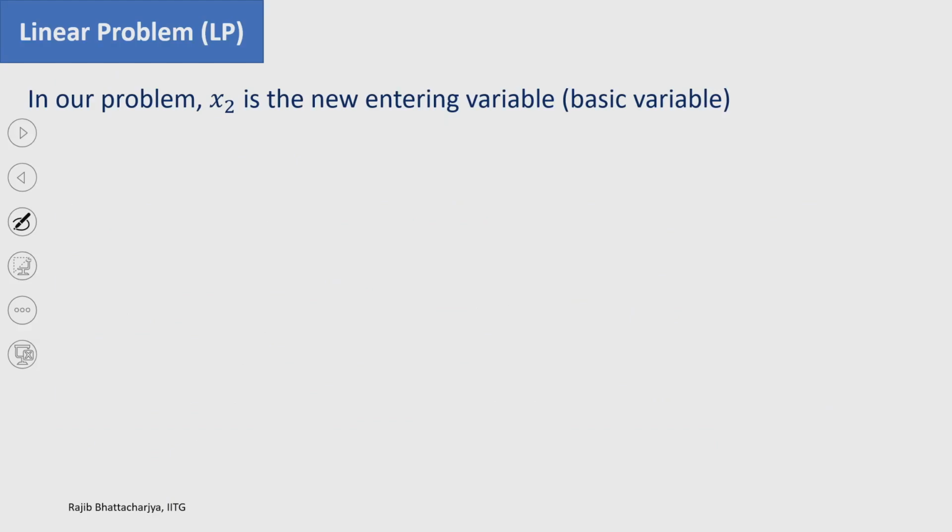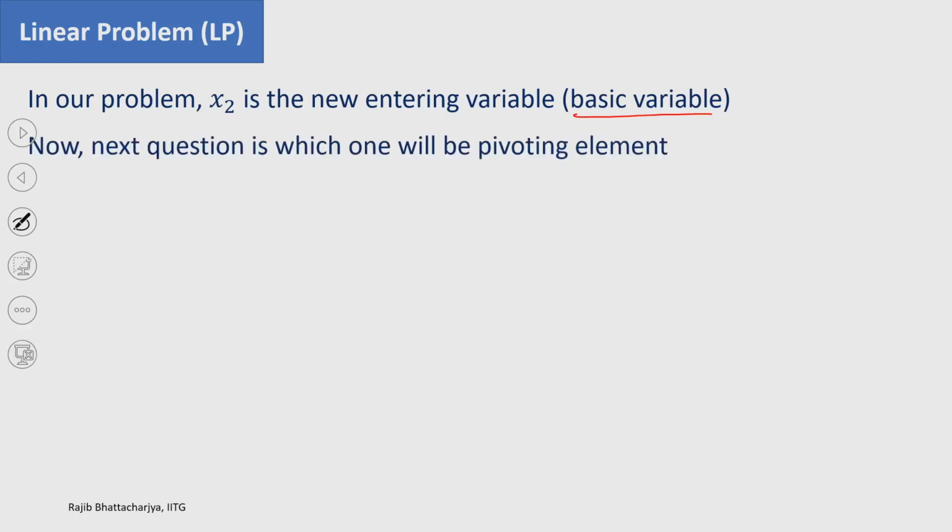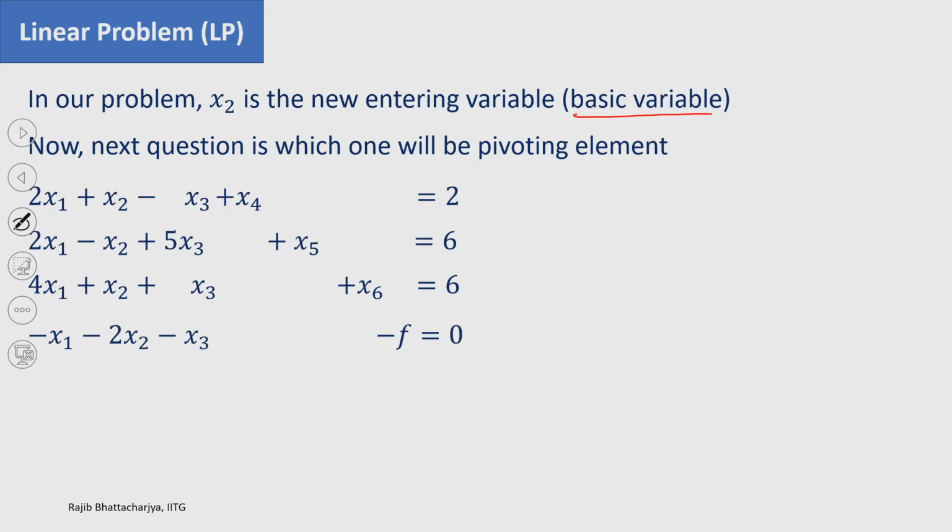So, now in our problem x2 is the new entering variable, so we will call it the basic variable. Now, the next question is which one will be the pivoting element. The pivoting element may be this one or this one.